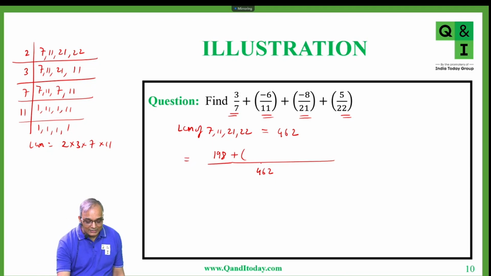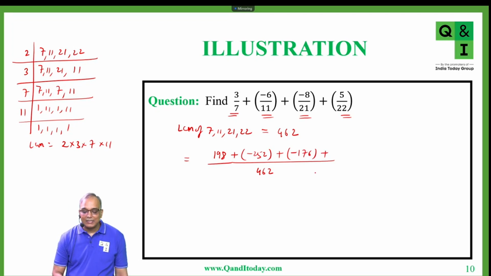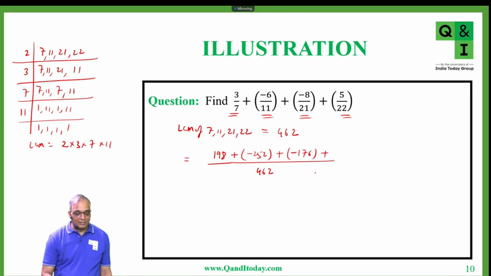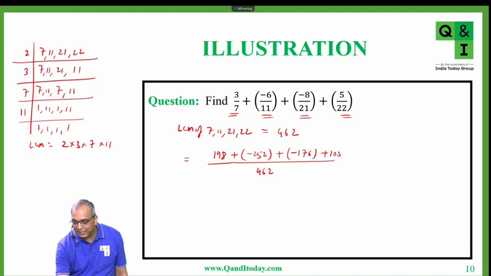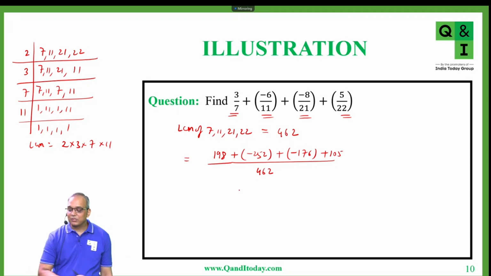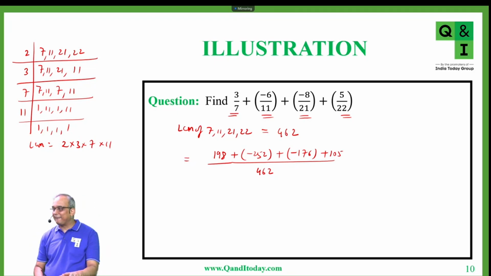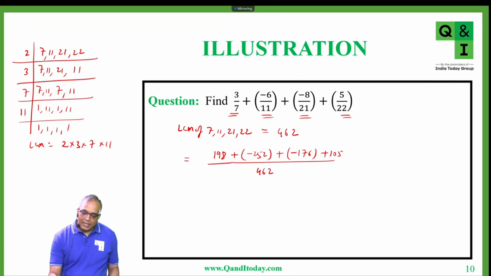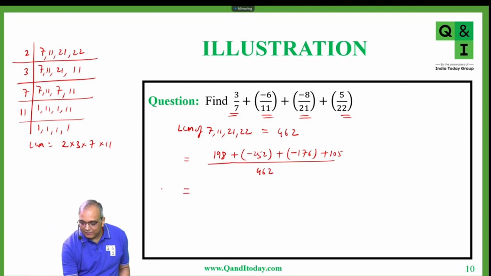So 42 into 6 is minus 252, plus of 21 multiplied to 22. So 22 into 8 is 176, so minus 176, plus. Now 22 into 21. Now 21 into 5 will be 105, over 462. Is this step clear to everyone? Yes, sir.